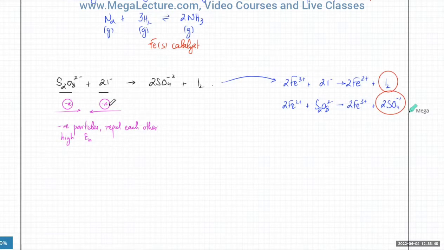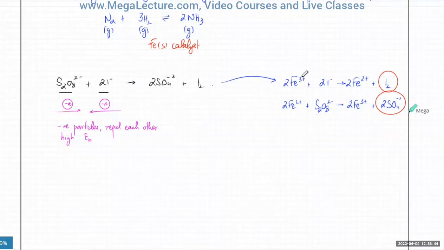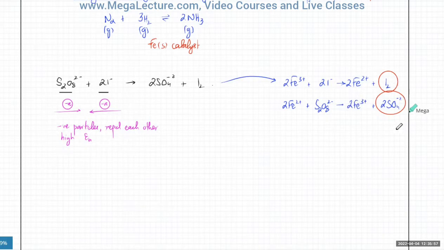The I minus 1 got converted into I2, the S2O8 got converted into SO4 minus 2, and nothing happened to Fe3 plus. You started with Fe3 plus, it turned into Fe2 plus, and the Fe2 plus turned back into Fe3 plus. So there was an alternate path through which you could have obtained the same exact product. But this reaction is a lot more feasible because now the particles are oppositely charged. Oppositely charged particles are going to collide or attract each other more frequently.